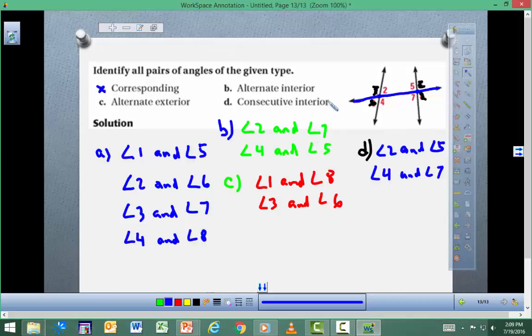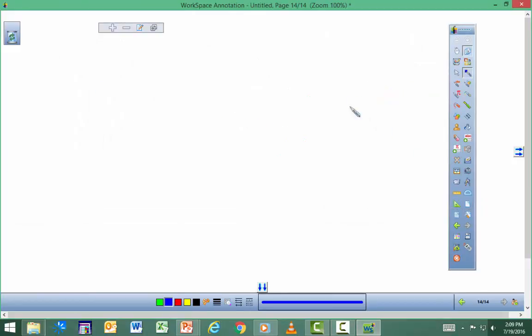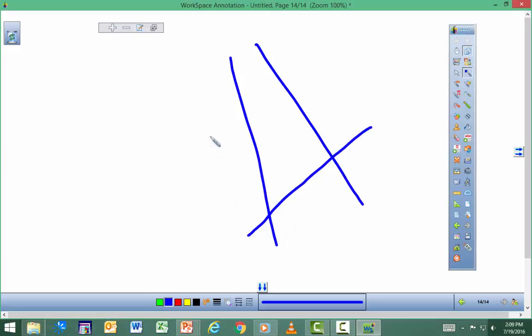The thing that can make this kind of difficult at times is that sometimes you have more than one transversal in a diagram. Let me just show you real quick how that could work. You could have a couple lines here. Alright, you have a line here. Here's one transversal and here's another transversal. And there's multiple transversals in this case.